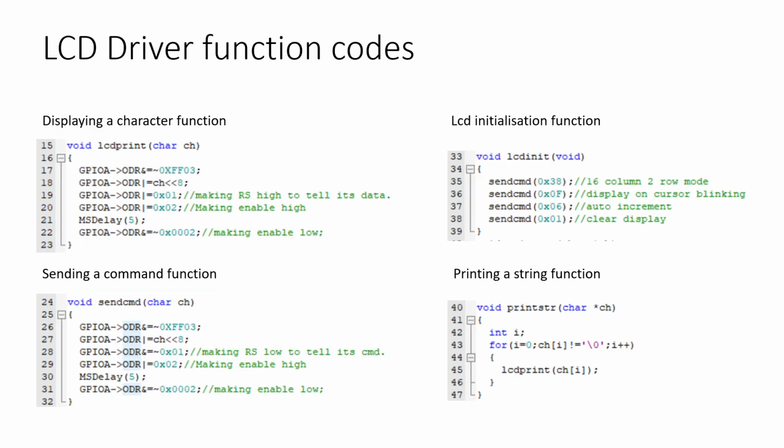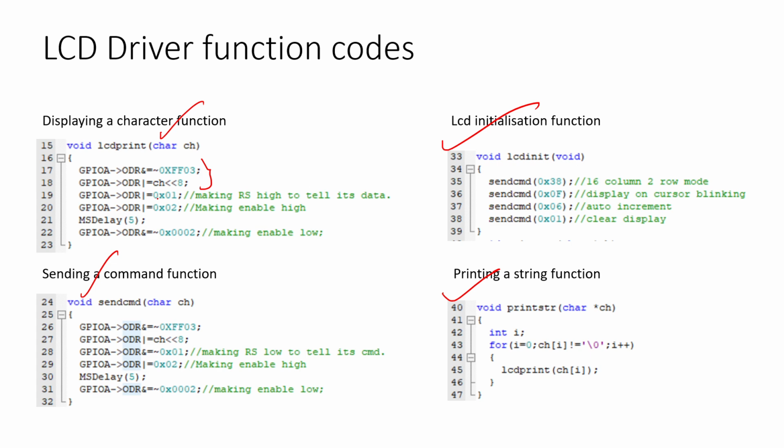Once you are done with it, we'll be moving into the LCD driver function. In the LCD driver function, we have the LCD print function, send command function, LCD init, and then printing string. In the LCD print function, first we'll clear the output data register, left shift the data and perform a bitwise OR operation, so that we'll be loading the data onto the lines.